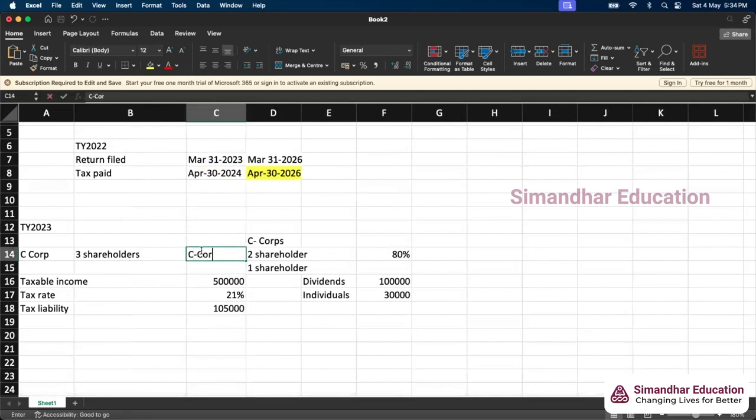So this was a C corp and this was an individual. And this individual owned 20% of the entire C corp, right? So now what happens is, since these two C corporations, which are shareholders in the major corporation, have 80% control, they are part of the affiliate group, right?